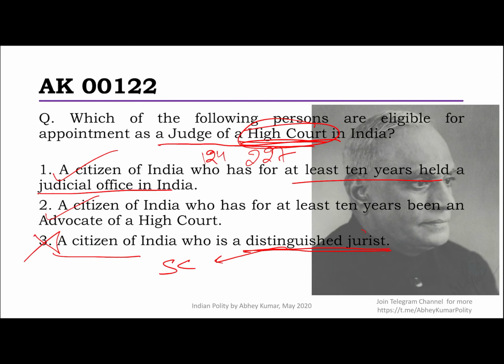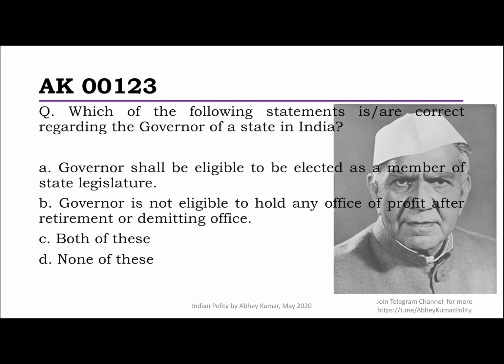Right? Now, what is or who is a jurist really? That is something I would ask you to Google and try and understand. I did leave you with one of the relevant words in the previous videos. So please make sure you also understand what is or who is a jurist. So in this case, only the two statements are correct. So the next question we have is, which of the following statements is or are correct regarding the governor of a state in India?